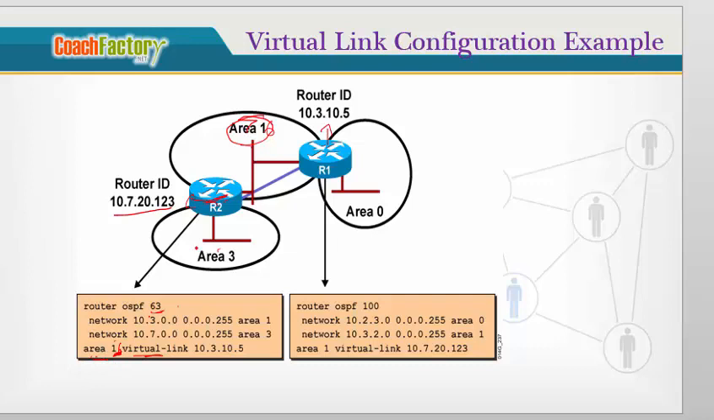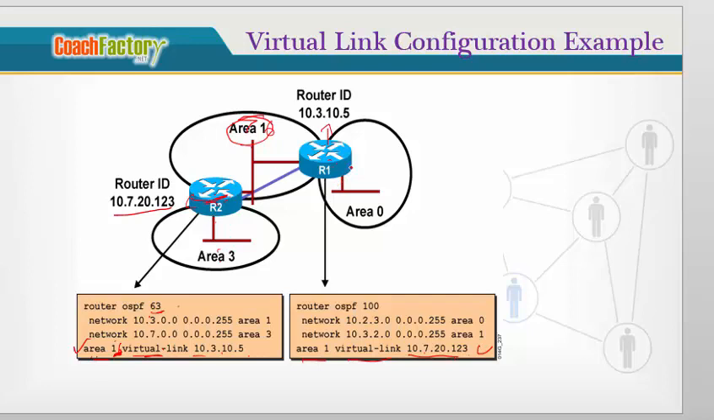So here, area 1 virtual-link, then the router ID of the ABR of area 0, which is 10.3.10.5. Then we need to go to the ABR of area 0, R1. Under the router OSPF process, area 1 virtual-link, then the router ID of the area 3 ABR, which is R2, that is 10.7.20.123. Once we give this simple command on both ABRs, area 3 will be virtually connected to area 0.